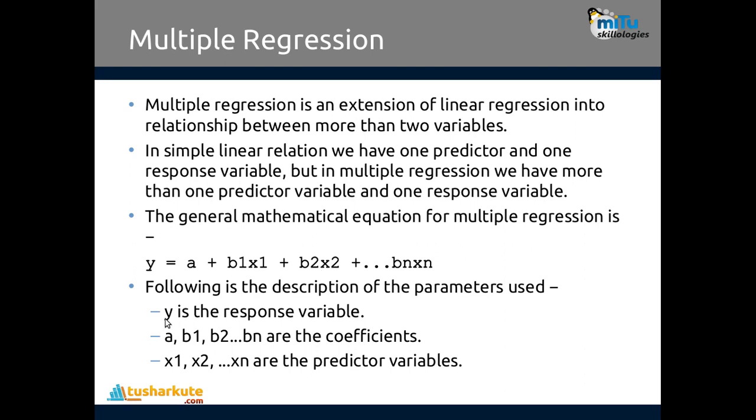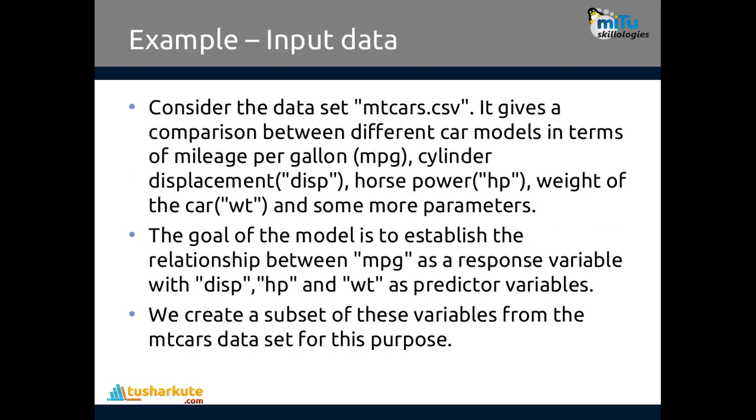So the response variable is y, a is the intercept, and b1, b2, b3 till bn are called coefficients or slopes. And x1, x2 are the input variables that we call the predictor variables of the particular data set. Now let's apply this. How exactly are we going to make use of it? Every input variable can be positively or negatively connected to the output variable.